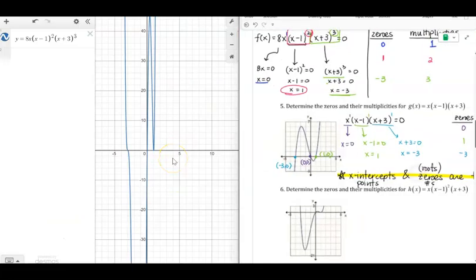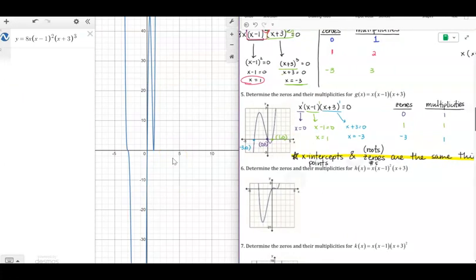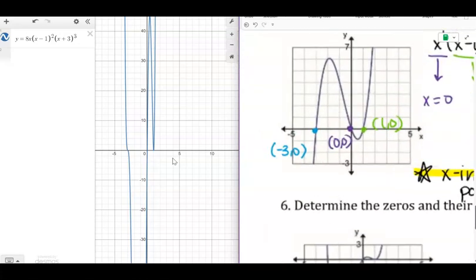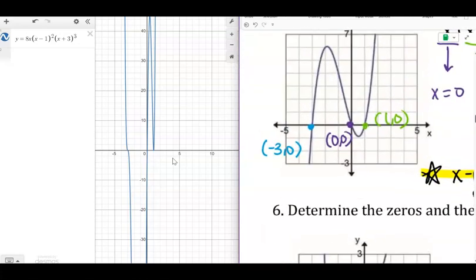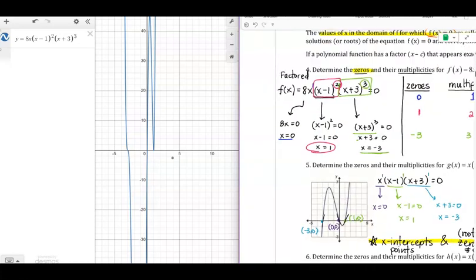We see x-intercepts and zeros being the same thing illustrated here in example 5, where we have 3 zeros, each with a multiplicity of 1. It's worth mentioning that each of their multiplicities is odd, and we can see the 3 places where these 3 zeros cross the x-axis on this graph. Here it is crossing at -3, crossing at 0, and then crossing again at 1.